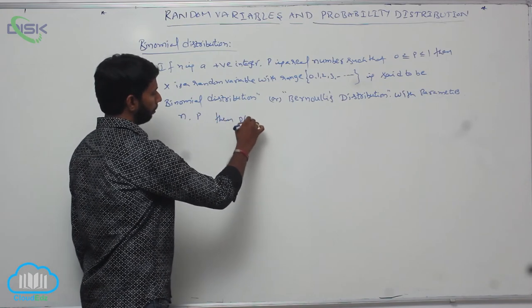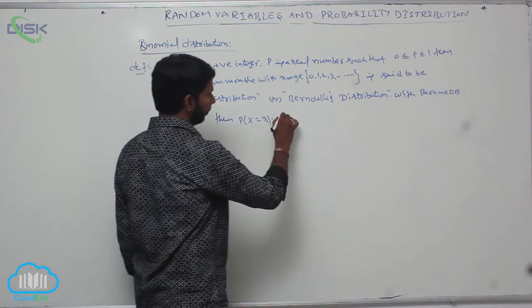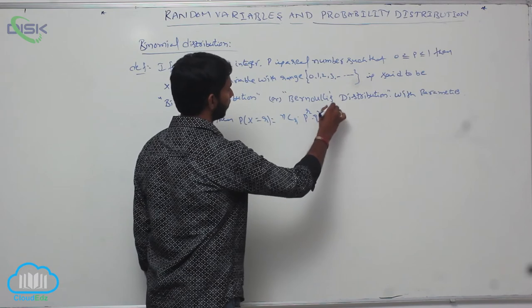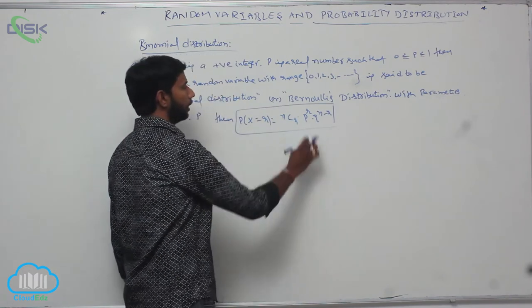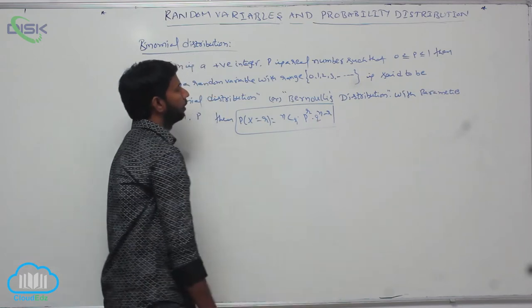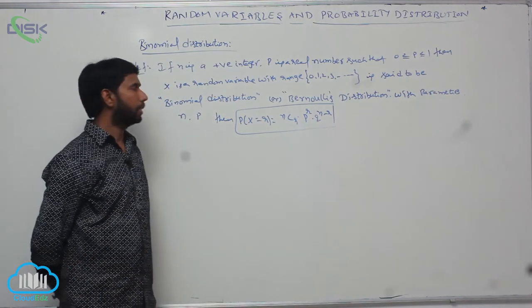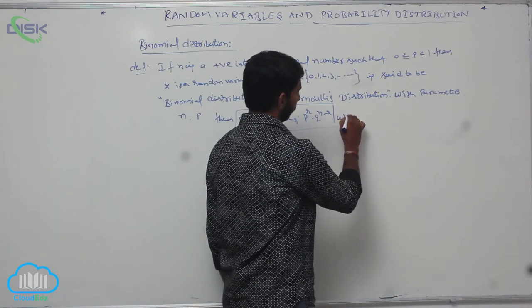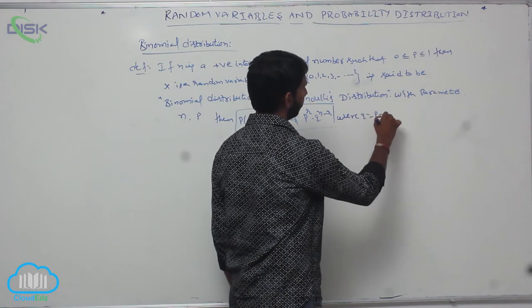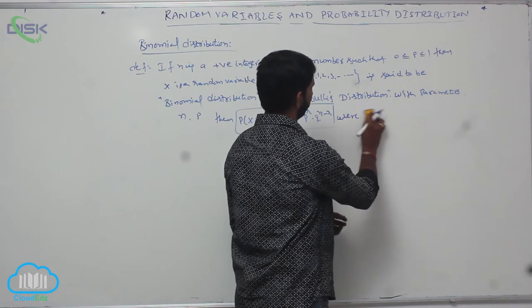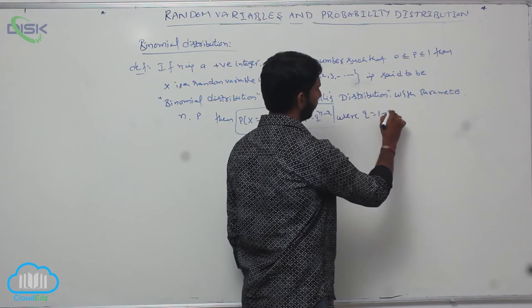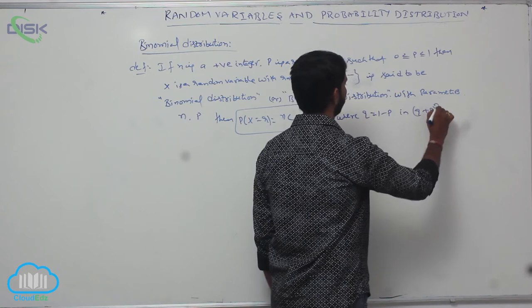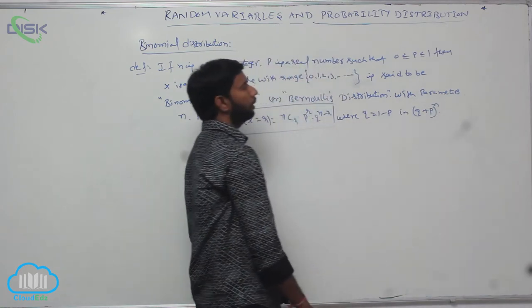then P of X equal to r is equal to nCr into p power r into q power n minus r, where q is equal to 1 minus p, and (q plus p) whole power n.